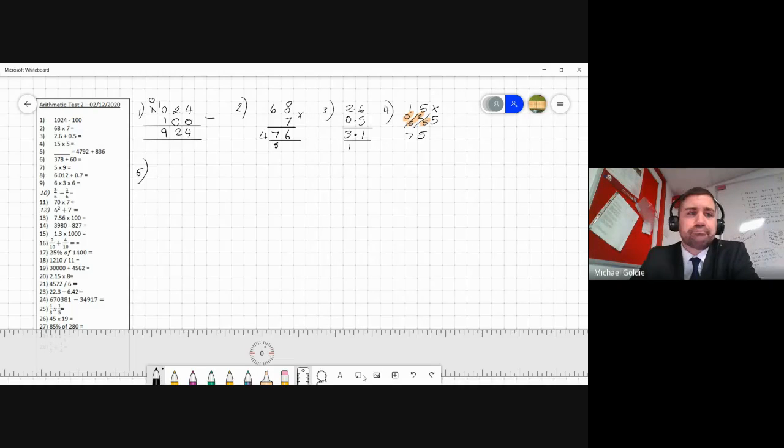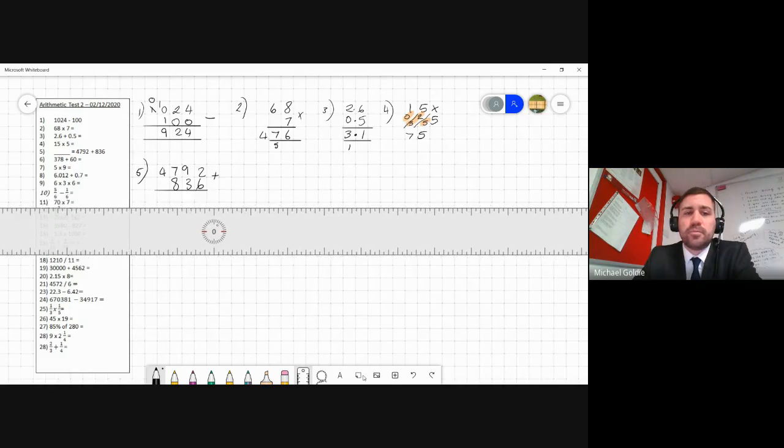Number 5. Something equals 4,792 add 836. Well, with this, it's just reverse. It's trying to confuse children. So all we do simply is just add up those numbers and get them in a column. So 4,792 add 836.